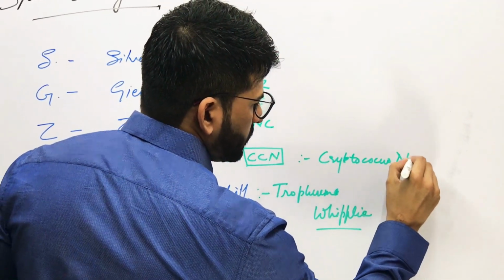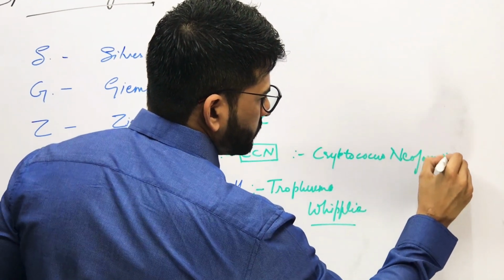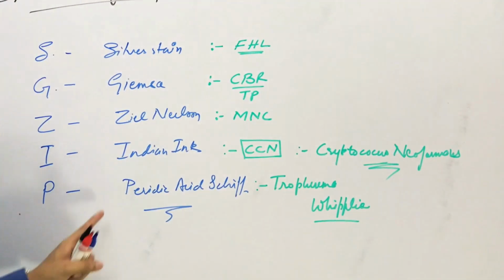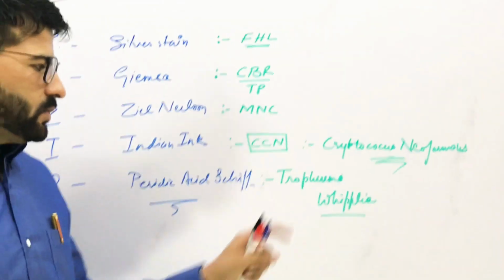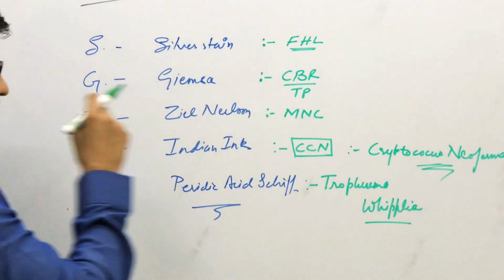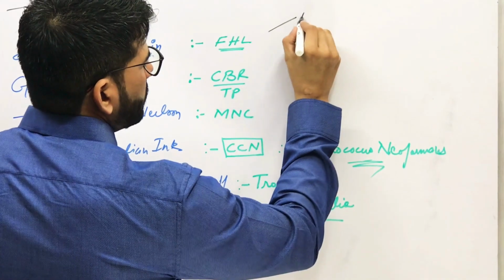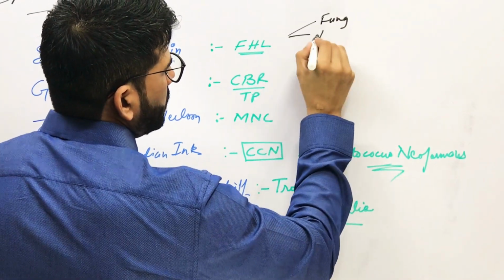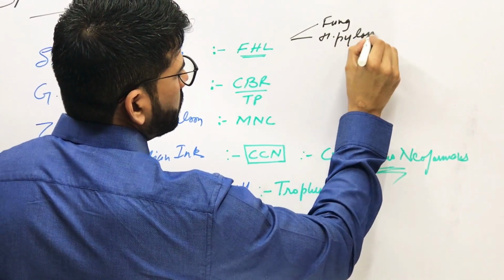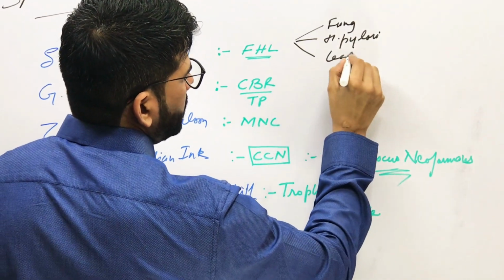So Indian ink is staining what? Cryptococcus neoformans. Periodic acid Schiff is staining Tropheryma whipplei. Now, what does FHL stand for? FHL stands for fungi, H. pylori and Legionella.